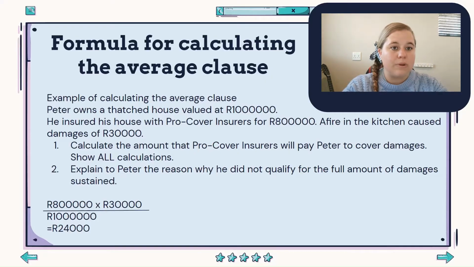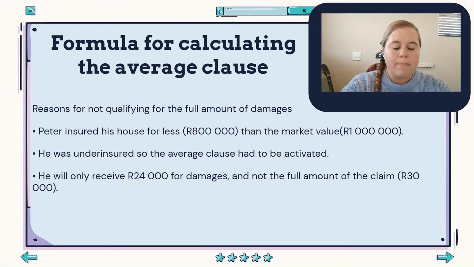Now on the next one, we need to explain why he didn't qualify for the full amount. Because we can see there's a 6,000 Rand shortage there to cover the full amount. All right, so the reason why he did not qualify: Peter insured his house for less than the market value. So he's only insuring his house for 800,000. Meanwhile, his house is valued at 1 million. He was underinsured, so the average clause had to be activated. He will only receive 24,000 for damages and not the full amount of the claim, which is the 30,000.